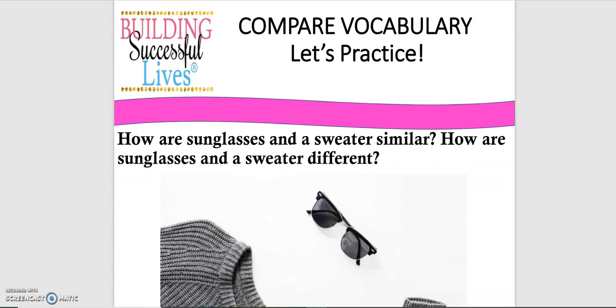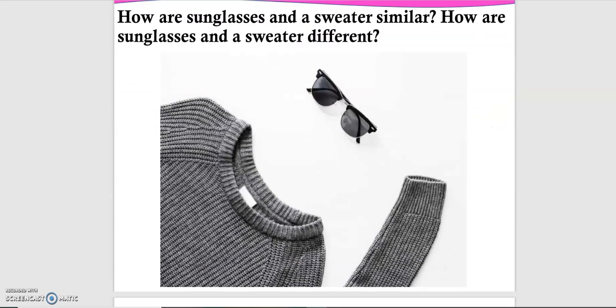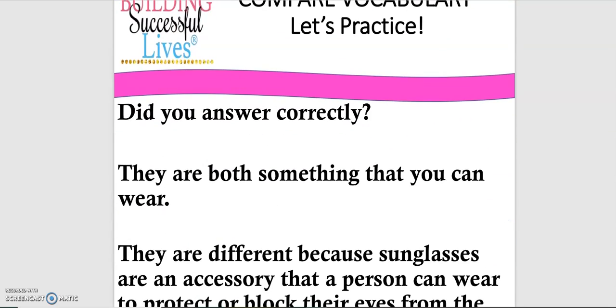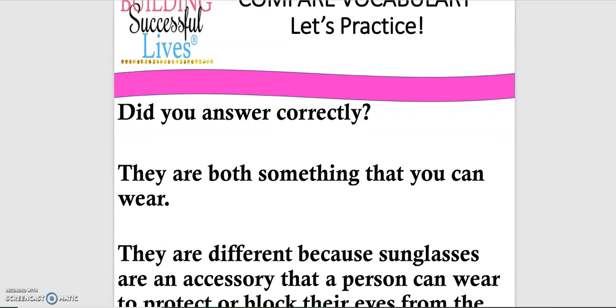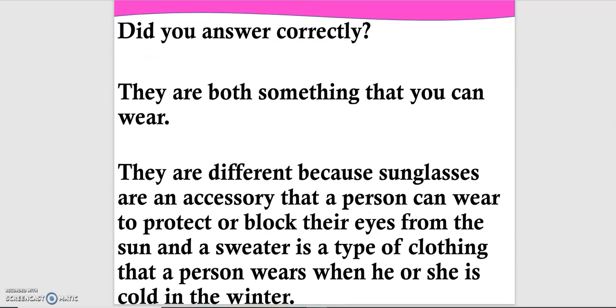How are sunglasses and a sweater similar? How are sunglasses and a sweater different? Think about it. Share your answer with your speech-language pathologist. Did you answer correctly? They are both something that you can wear. They are different because sunglasses are an accessory that a person can wear to protect or block their eyes from the sun, and a sweater is a type of clothing that a person wears when he or she is cold in the winter.